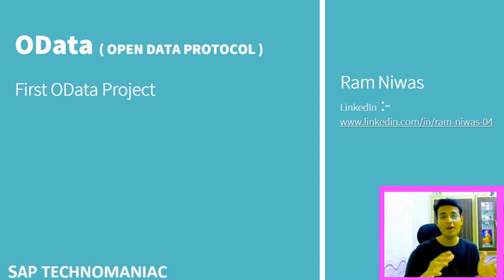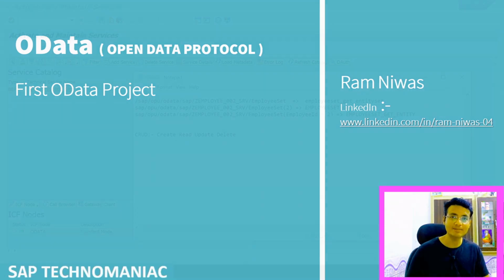Till now, we have created one basic OData project and we tried to read the data using a service from the SAP system, one of the table G employee underscore RAM. In this video, we will do another CRUD operations, like we will try to create the entry in that particular table, we will try to update the data and we will try to delete the data from that particular table.